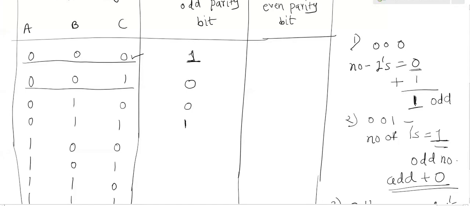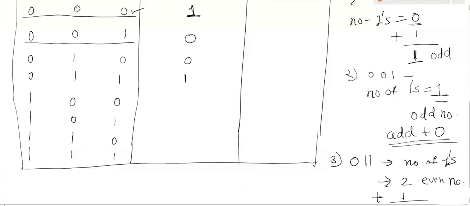Understood? Yes, all of you clear? Yes, ma'am. Now similarly, tell me for 1, 0, 0, what will be the odd parity bit? The number of ones is 1. 1 is an odd number, which means no need to add an extra bit as 1. The extra bit will be 0 at that time. So the extra bit, that is the odd parity bit, will be 0.